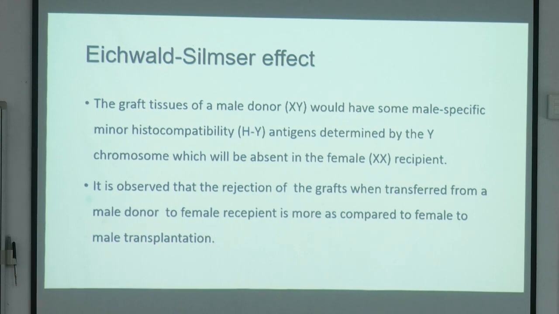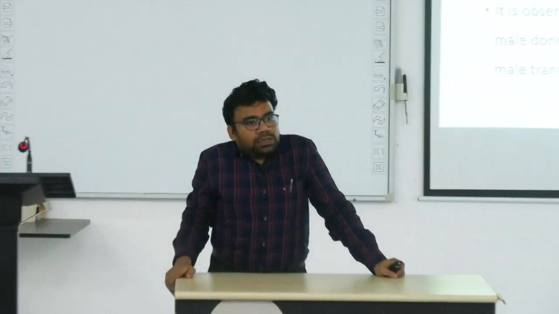Another interesting phenomenon is known as the Eilbach-Schlimsel effect. What is this effect? You know the chromosome of male is XY, whereas female is XX. So, if an organ is transplanted from male to female, that graft will also have some protein expressed from the Y chromosome, and that would be absent in the female, which can lead to a response in the recipient. This is known as the Eilbach-Schlimsel effect.